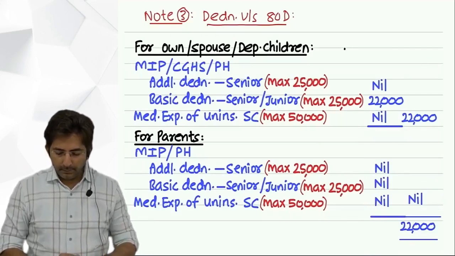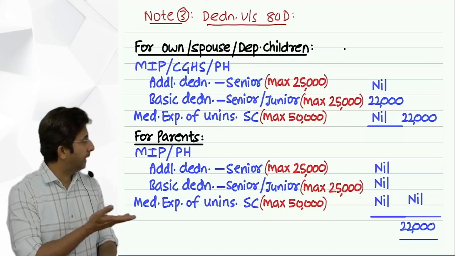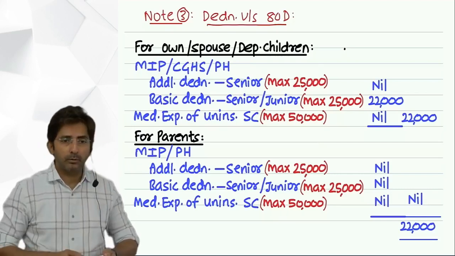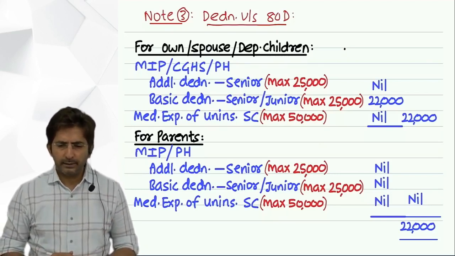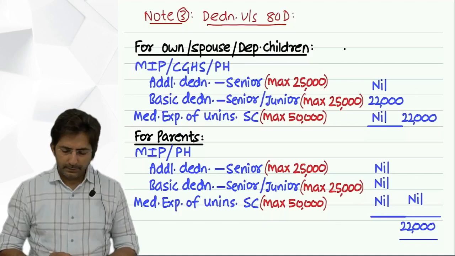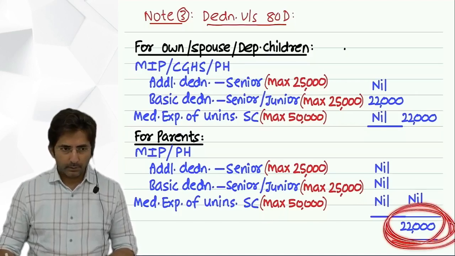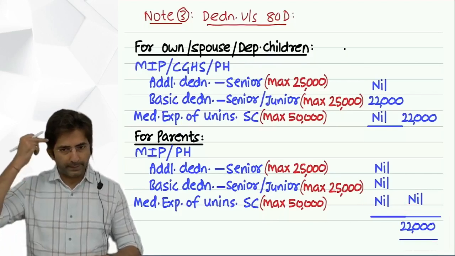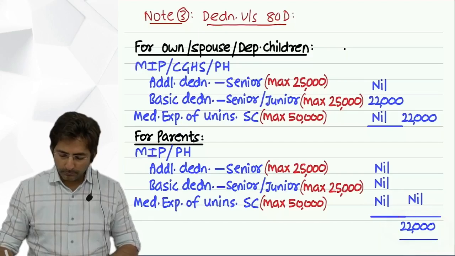Everything is nil. I know you are finding it tedious to do it when nothing is there. Why prepare such a big note? But this is just in the class we are doing, so that it gives you good practice. In the exam you can take 22,000 directly. This working you can do mentally in your mind. So it is 22,000.